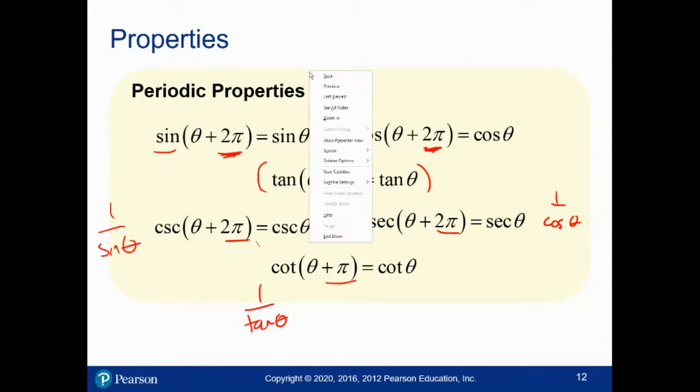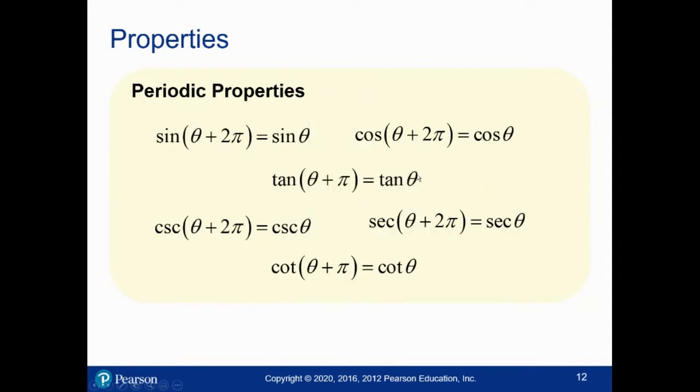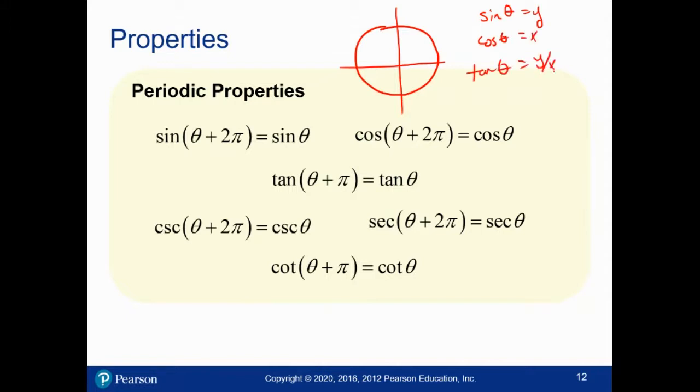So why does tangent actually repeat itself in less time, half as much time as sine or cosine? So look at this unit circle. The sine function is the y-coordinate of the point you're looking at. The cosine of theta is the x-coordinate, and the tangent of theta is the ratio y over x.